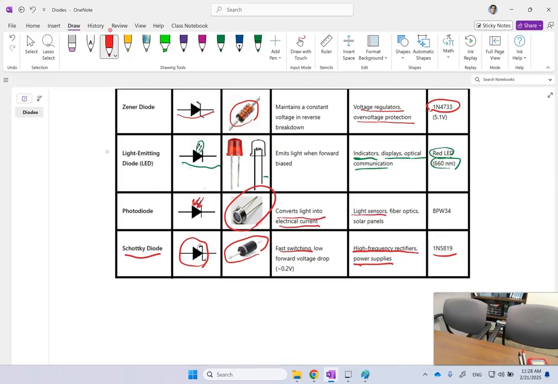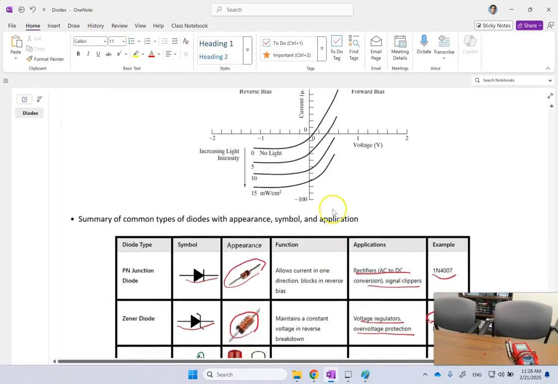They are used in light sensors, in fiber optics, in solar panels, and one common chip is BPW34. If you look at this surface, you see it's kind of similar to a solar panel here, right? Because they get the light and they create current. So it's obvious if you use them in solar panels or sensors that are looking for light. So these are photodiodes.